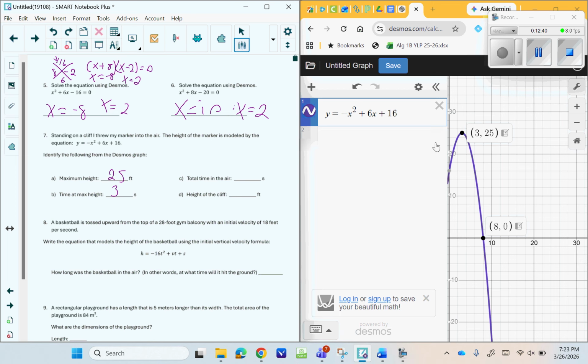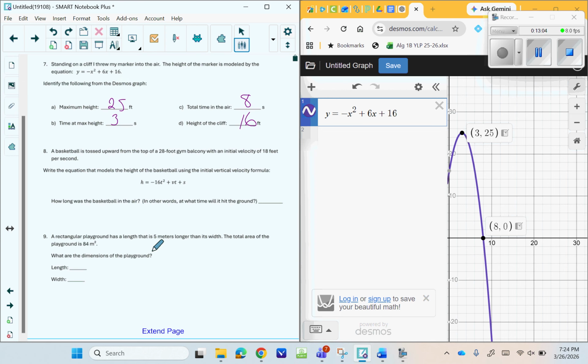The total time in air. So it started right here at t equals 0, and it's going like 1,001, 1,002, and it takes until 8 seconds to get on the ground. So 8 seconds. The height of the cliff. Okay, so I chucked my marker off this cliff right here, and I was 16 feet high. And so that's how you answer those questions there.